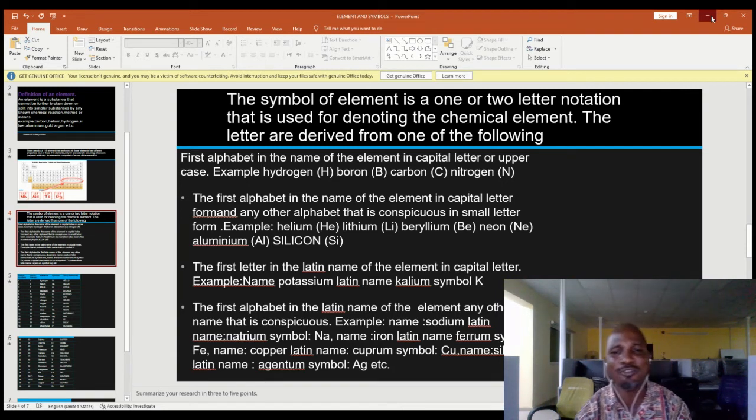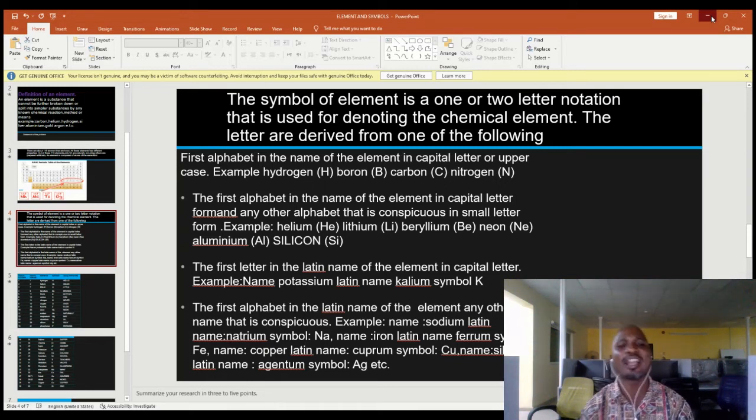These letters are derived from one of the following. The first way of deriving the symbol of an element is usually from the first alphabet in the name of that element in capital letter form. It's written in capital letter form or uppercase as the case may be. Examples of such elements are hydrogen, capital letter H; boron, capital letter B; carbon, capital letter C; nitrogen, capital letter N.